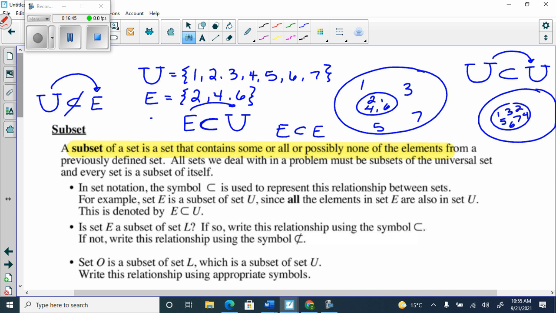Now, if even one thing isn't in there, it won't work. So let's say I give you L, and let's say L is the numbers 1, 2, and 4. Is L a subset of E? Is everything in L in E? No. What's in L that's not in E? 1. So L is not a subset of E. And how do I know that? I can go, L is 1, 2, 4. If I drew E, I'd have to go like this.